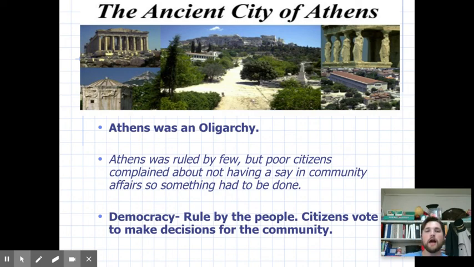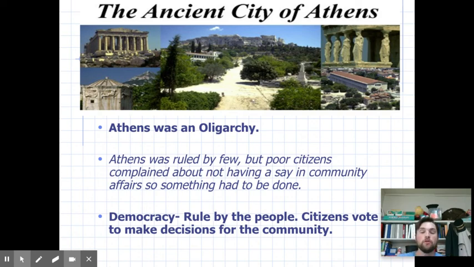All right, and we're going to go ahead and stop here for today with the ancient city of Athens. Athens, their government was an oligarchy, which means you have a few upper class that make the decisions. Athens was ruled by a few, but the poor citizens began uprising, complaining because they weren't allowed to have their say-so. So eventually you have what's called a democracy, which you're probably familiar with, which is the rule by the people. Citizens vote to make decisions on issues.